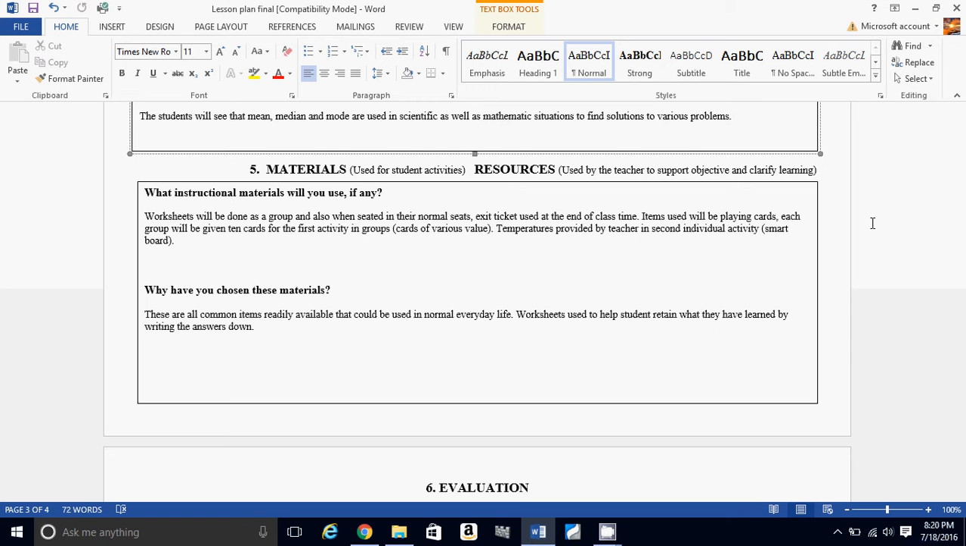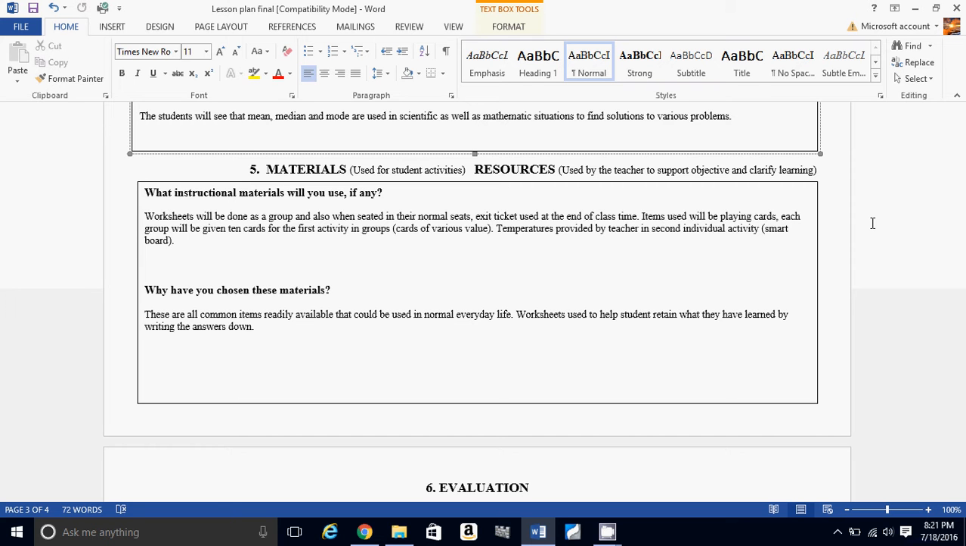Items to be used are going to be playing cards. It could be 2 or 3 decks. Again, it depends on the number of kids. Each group, give them 10 cards for the first group activity, cards of various value. And then the temperatures that I'm going to give, it's going to be anywhere, you can just give a town, doesn't matter where, real or fictional numbers, it doesn't matter. They will be up on the smart board, and so they'll be able to write those down and go to what they need to do.